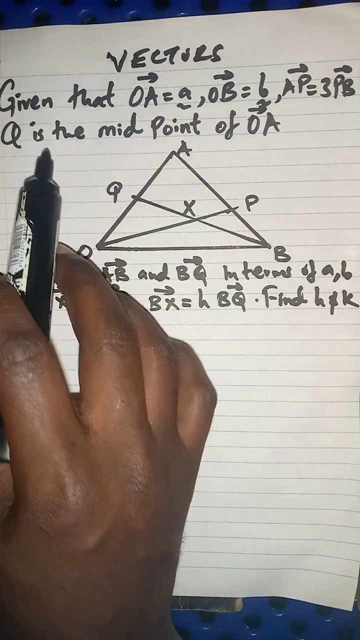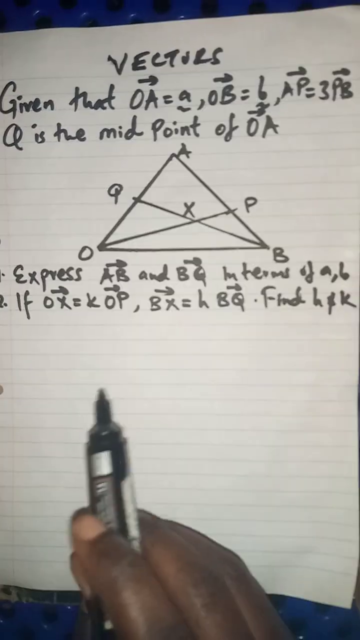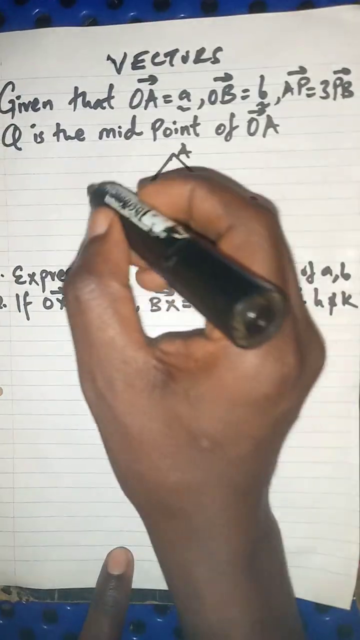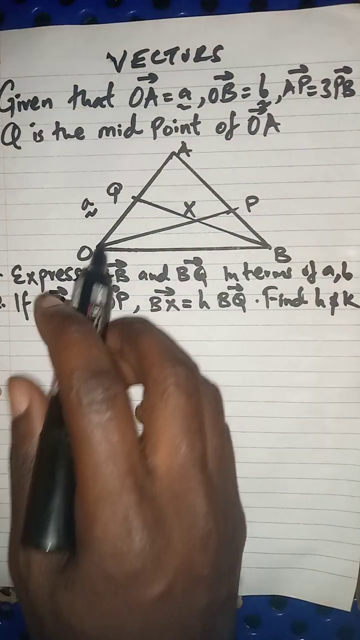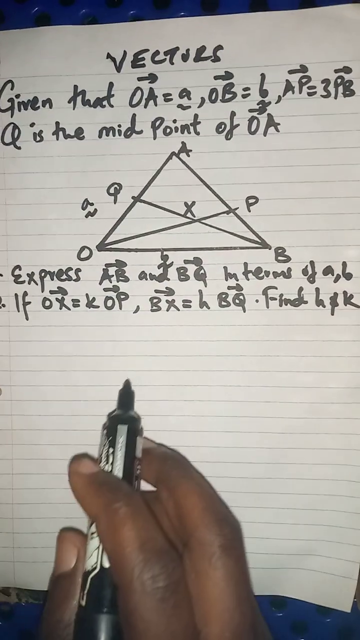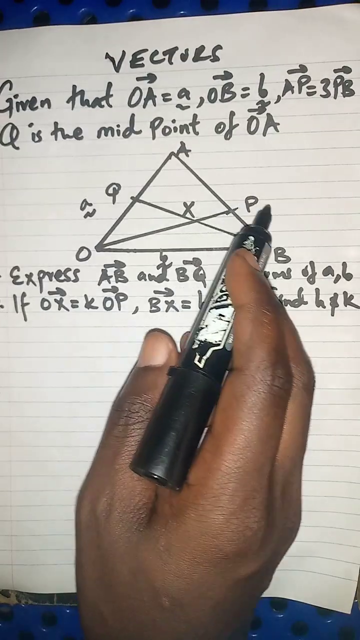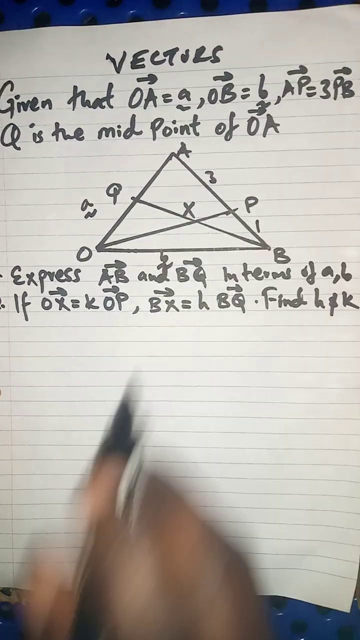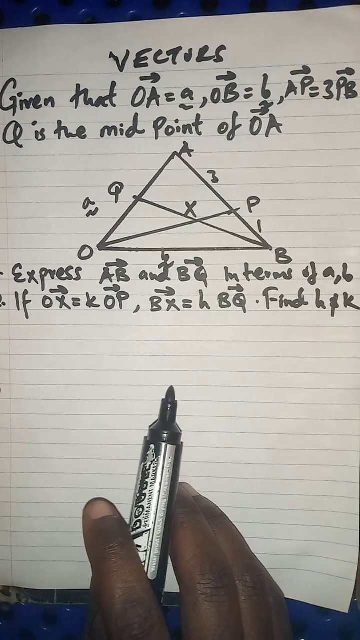We are told that, given this diagram, it's a typical triangle, and OA in terms of vector represents A, and OB represents B, so I'm going to write it like that. And also you're told that AP is 3 of PB, so that means this ratio is 3 to 1, like that. And then Q is the midpoint, you're able to see it.